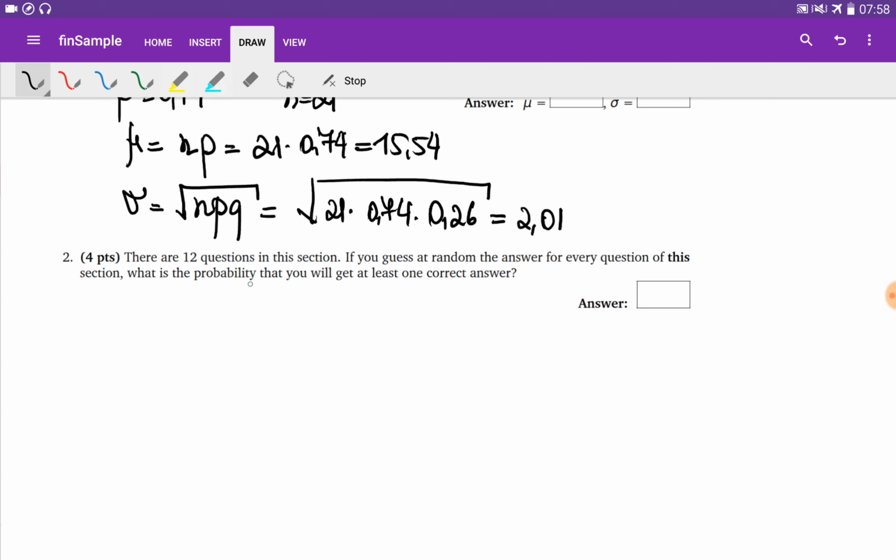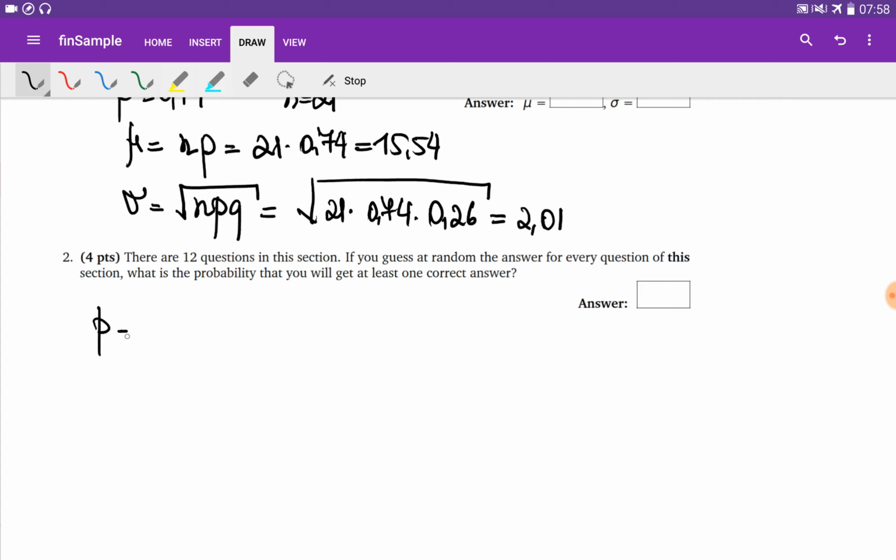So there are 12 questions in the section. If you guess at random the answer for every question for the section, what is the probability that you will get at least one correct answer? So let's assume there are 12 questions, and for every question there are 4 multiple choice answers. So it means that the probability that we answer correctly for every question is 1 over 4. Or we can just say that this is equal to the p.